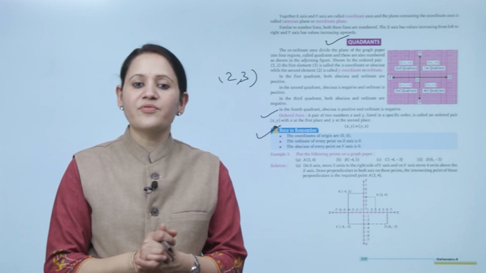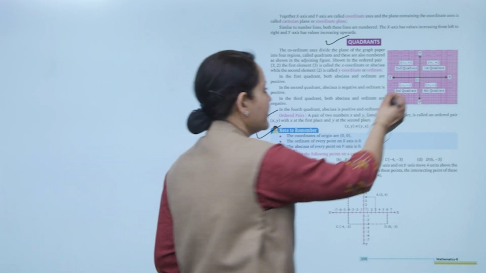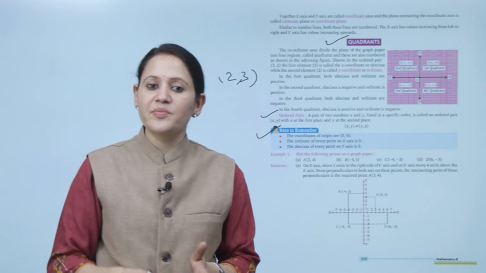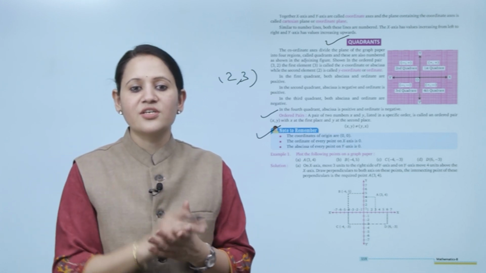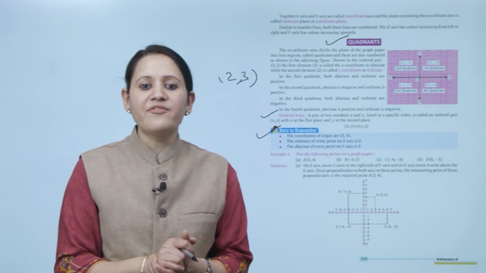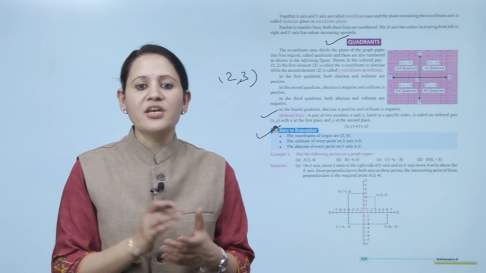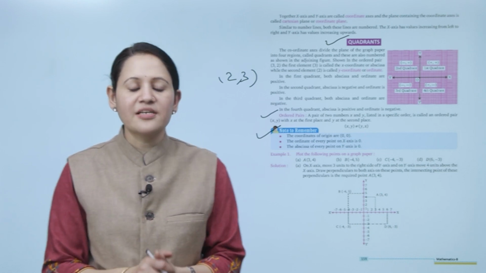Next is note to remember. The coordinates of the origin are (0, 0). This is the point of origin. Here the coordinates are (0, 0), which means x will be 0 and y will be 0, that is, abscissa 0 and ordinate 0. The ordinate of every point on the x-axis is 0. The abscissa of every point on the y-axis is 0. Clear? Now we'll take an example.